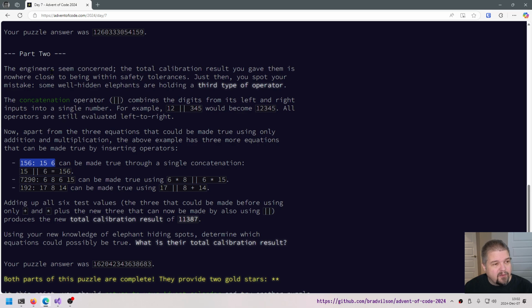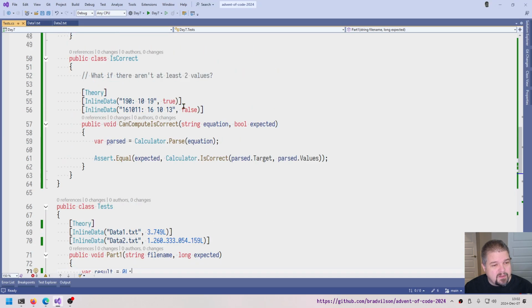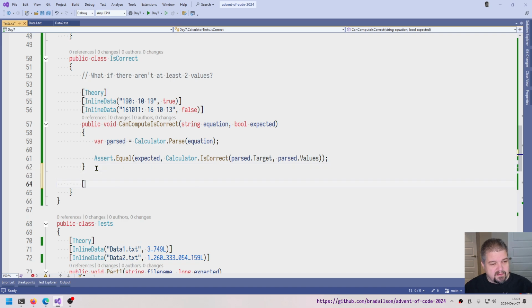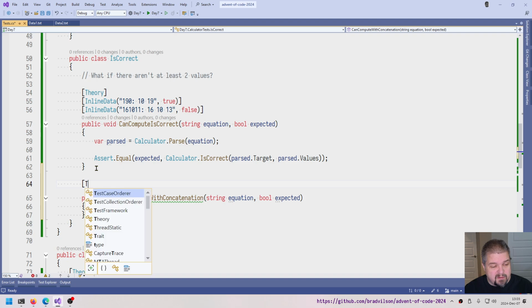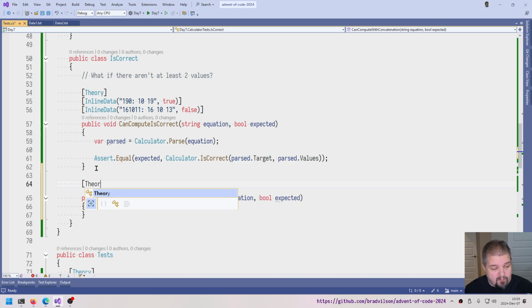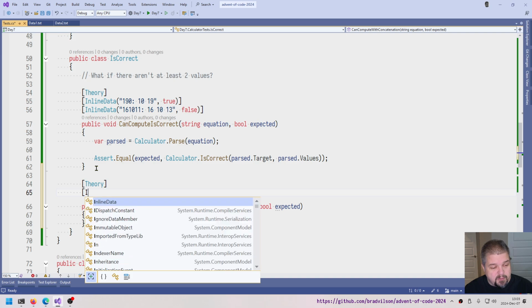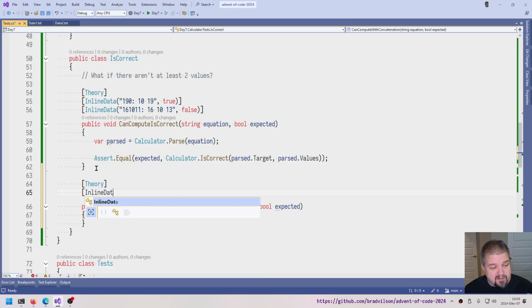So let's actually take all of this data over here, and we're going to say public void can compute with concatenation. And we're going to take equations, and we're going to take expected again. Right? So this is going to be a theory. So I'm going to put some inline data here.